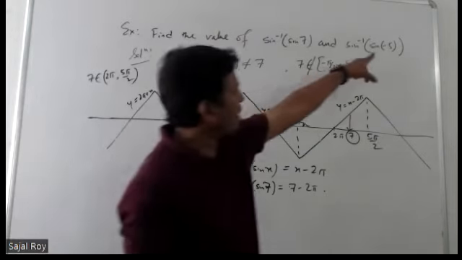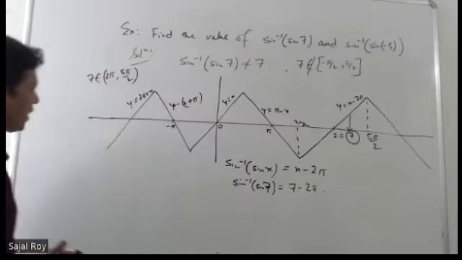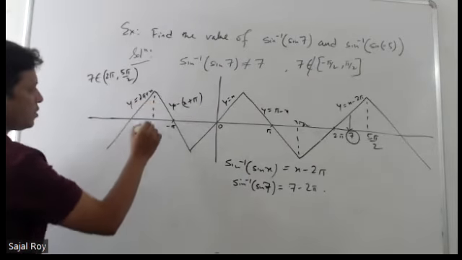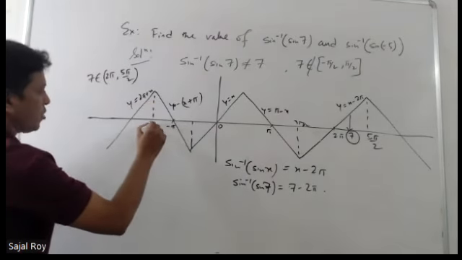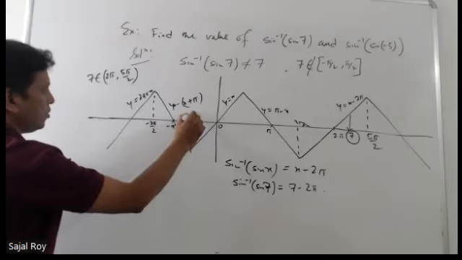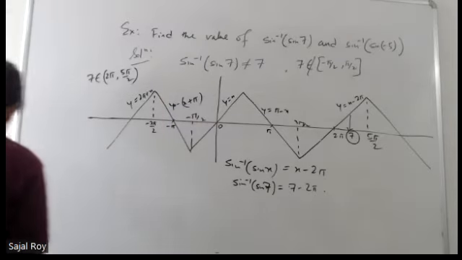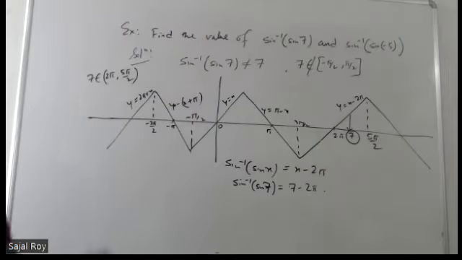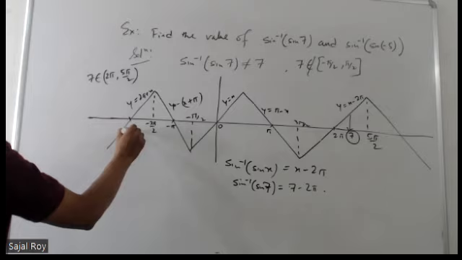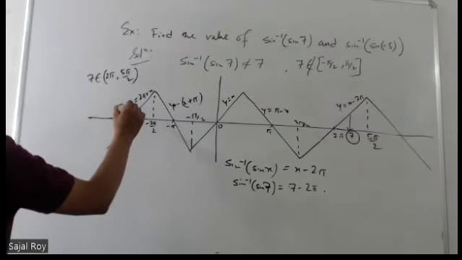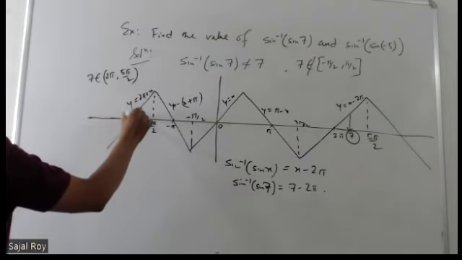And what about this, sine inverse sine of minus 5? Where is your minus 5? This is your minus 5 by 2. This is your minus 3 pi by 2. This is your minus 2 pi. Where is minus 5? Here. Is it here?